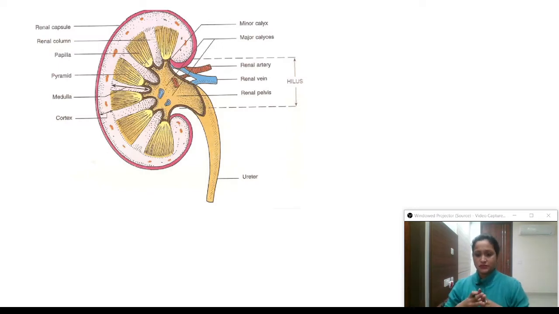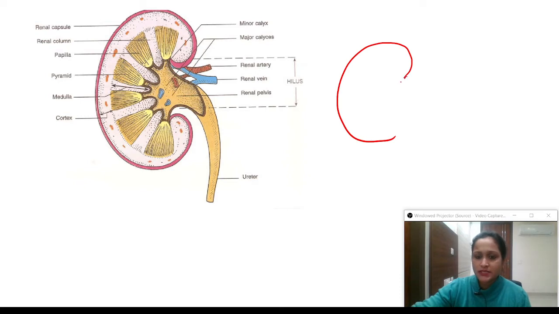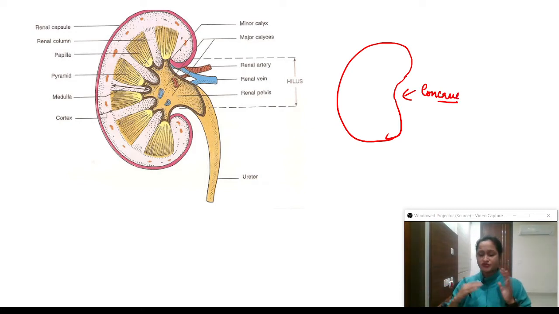Now here we see the internal structure of the kidney, right? If you see the kidney, you will find two surfaces, right? Concave and convex. Fine. So this is what we call the concave surface. This is concave, as it is making a cave-like structure. So we can say this is the concave side of the kidney. And this side is what we call the convex side of the kidney, right?